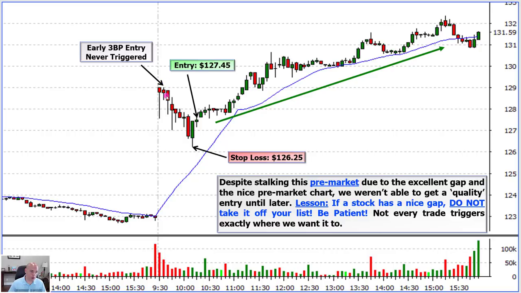You get a pullback, lower high, lower high, lower high, lower high, lower high, engulfing bar, almost buy on the buy setup. It's a 50% retracement, right? Near a rising moving average with a green bar, engulfing bar. Buy it at 127.45. Put your stop at 126.25 and ride it up.